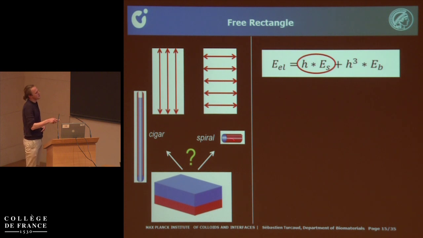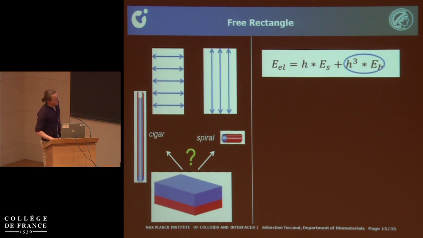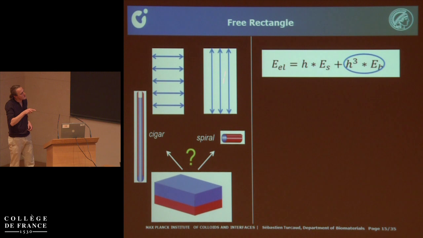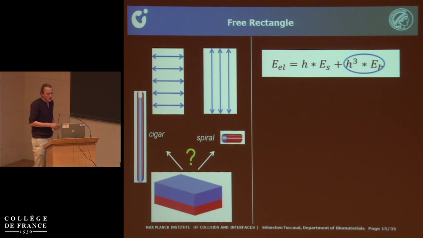If we take a spiral like this and just show this from the top, we have stretching in all this direction. And in this case, we have stretching along this direction. So that's what I show here. But it turns out that it's exactly the same area, so they have the same stretching content. Now, if we look at the second contribution, bending, we have bending along the long direction, and so it's also the same. So it's not really explaining it.